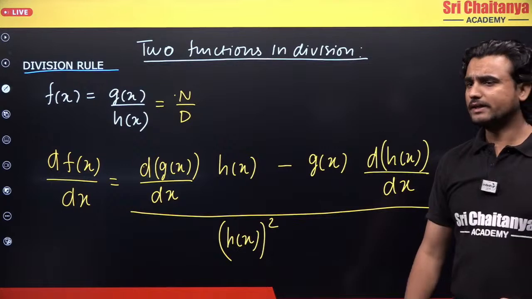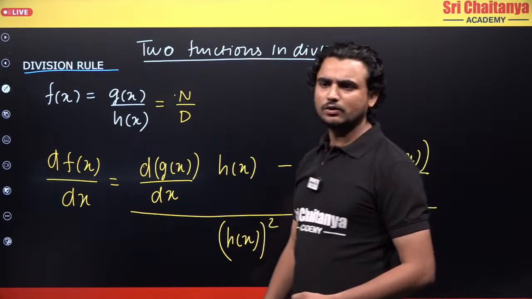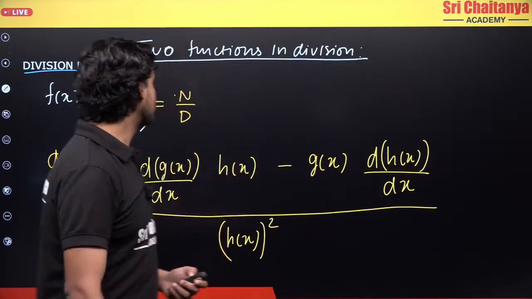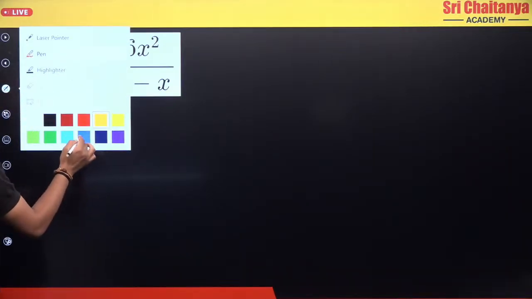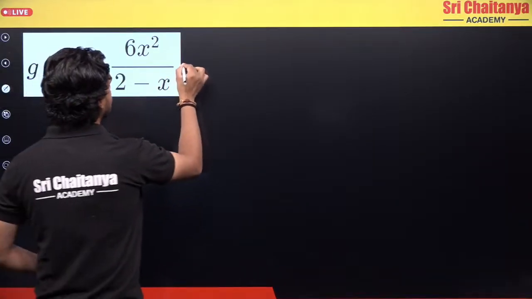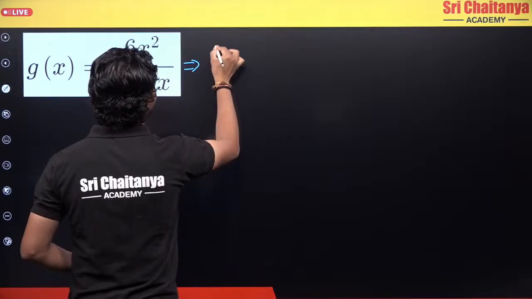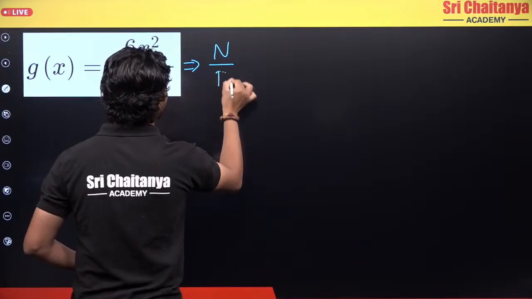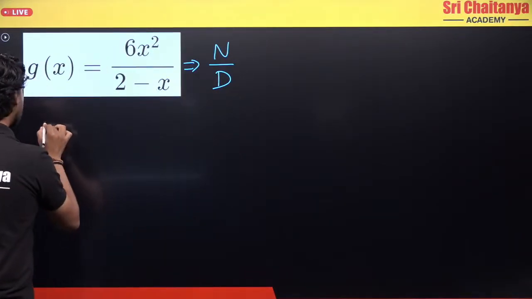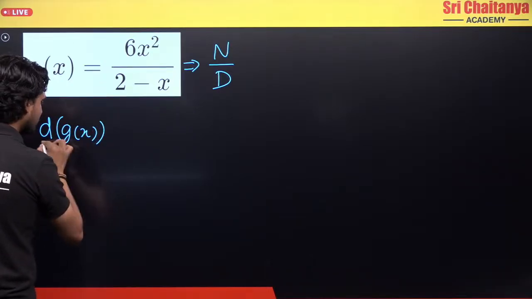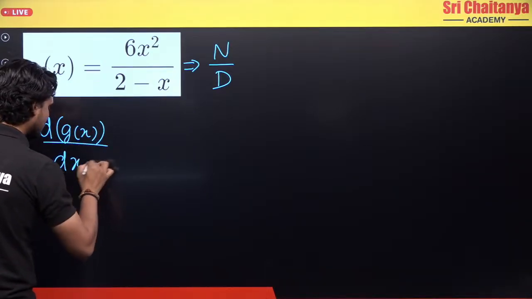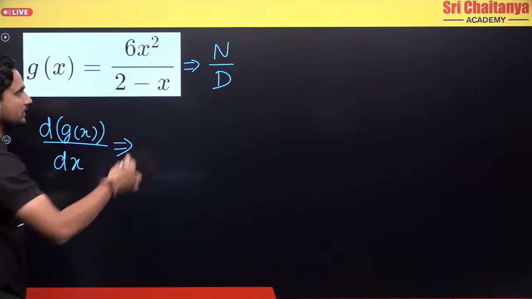Clear? So we will use the division formula to solve some questions. Let's look into this. Suppose I have two functions here. This is my numerator and this is my denominator. Let's try the differentiation of g(x) with respect to x. Let's solve this together.